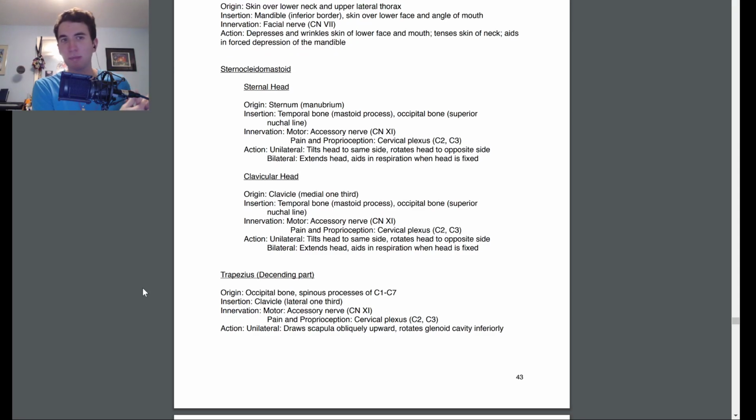Alright, then the sternocleidomastoid. So the sternal head originates at the sternum and also the manubrium. It inserts at the temporal bone, the mastoid process, and the occipital bone, the superior nuchal line. The motor innervation is the accessory nerve, which is cranial nerve 11, and the pain and proprioception is carried by the cervical plexus coming from C2 and C3. The actions unilaterally: it tilts the head to the same side and rotates to the opposite side. And bilaterally, it extends the head and aids in respiration when the head is fixed.